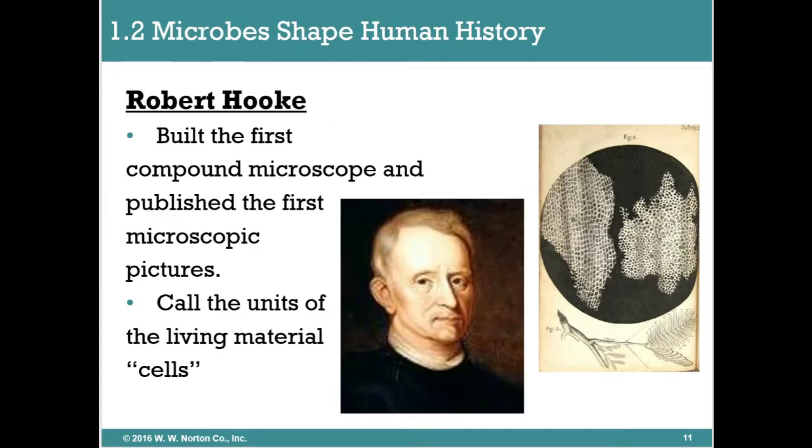So, we're going to talk about some scientists that played a big role. One of the biggest ones was Robert Hooke. He was the first one to build the compound microscope, and he's the first one to publish a picture that he saw while using his microscope. He's the one who coined the term cell. The reason he called them cells is because he saw them as individual little units.